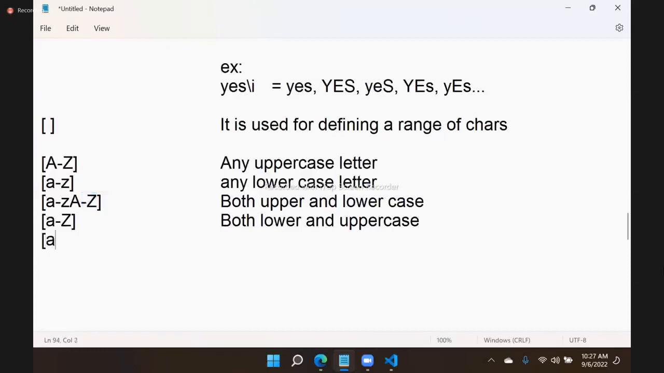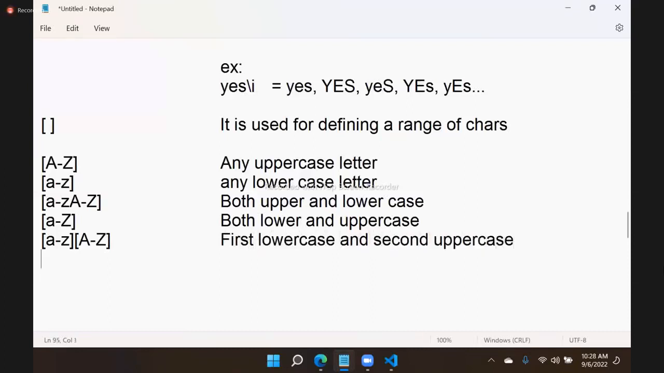Suppose I write a hyphen z and A hyphen Z. What does that mean? This means the first character must be lowercase, the second character must be uppercase. It is not like uppercase or lowercase. It is two characters. That is the reason you have to use a combination like this. If I put a separation, then two characters it will become. So first lowercase and second uppercase. Like this you can define.